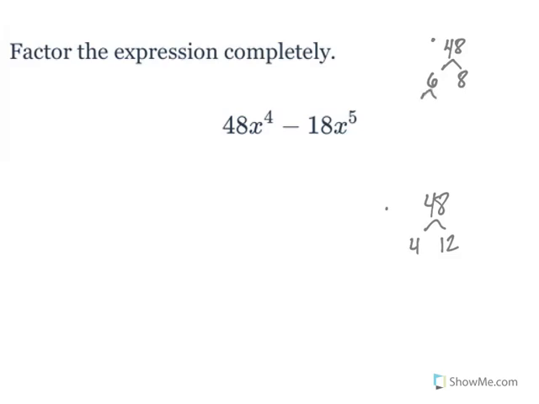So 6 is 3 times 2, which is all prime numbers. And 8 is 2 times 4, which is also 2 times 2. Now, once you factor out a number, you must cross it out. And then the numbers that are across the bottom are your prime factors. In other words, 48 is 3 times 2 times 2 times 2 times 2.